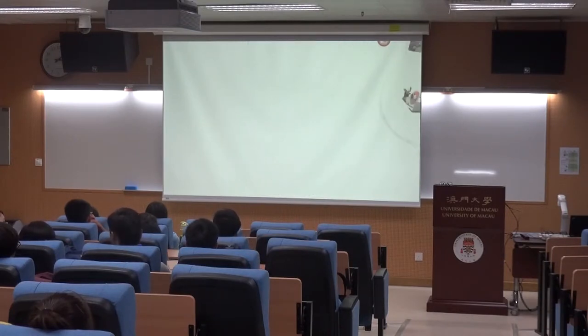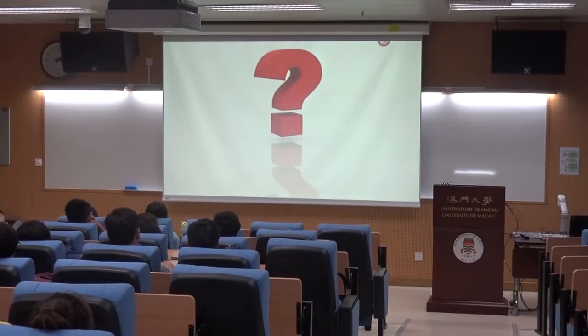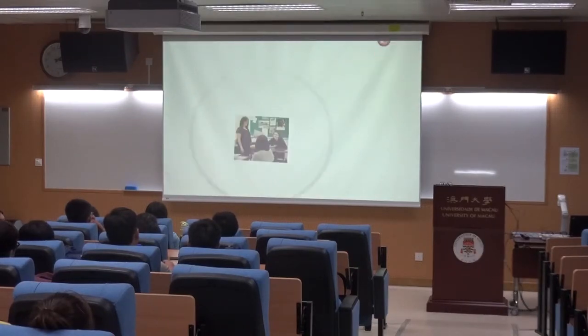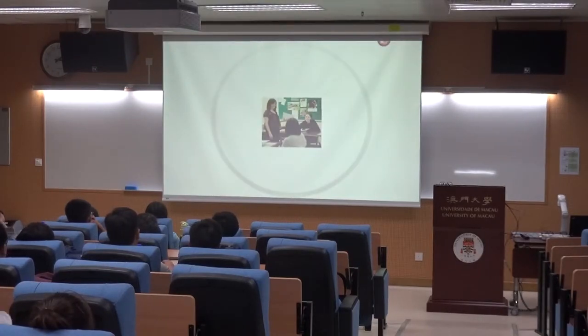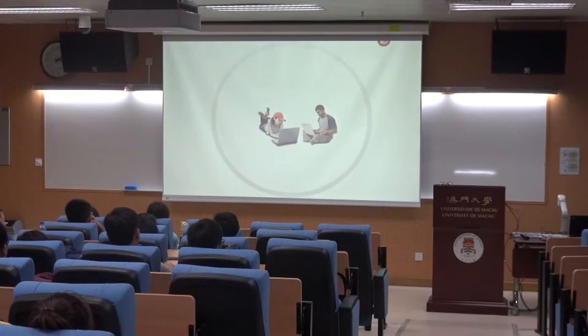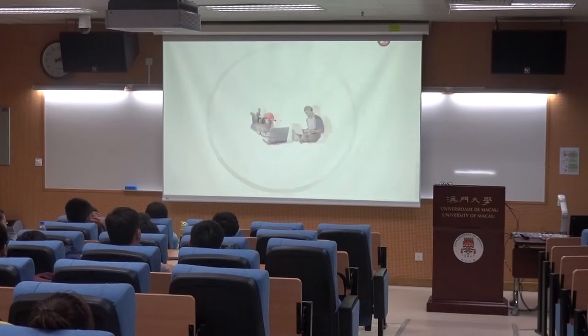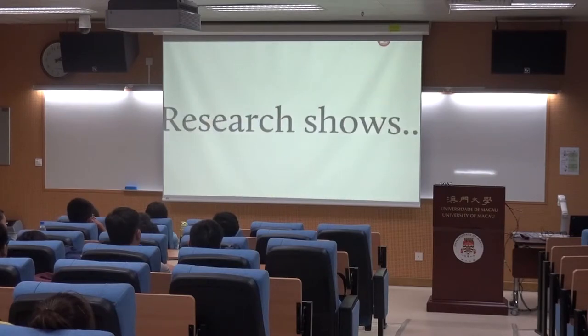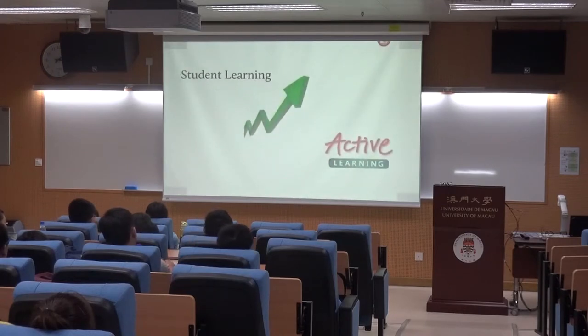So what about these examples are considered active learning? In our face-to-face class example, simply having students turn to their neighbor and discuss a topic is active learning. In the online course, having two students discuss the same topic via a discussion thread is active learning as well. Research shows that students learn more when they're engaged in active learning. It's important to remember that lecture does have its place in both face-to-face and online environments.